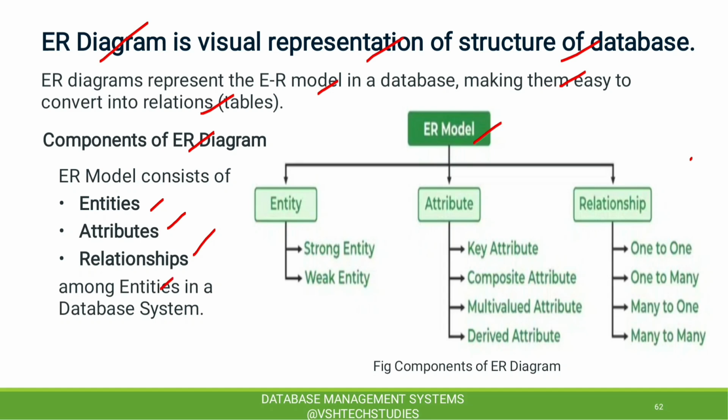So the ER diagram is a visual representation of the ER model that has entities. In that it may have strong entity and weak entity. This ER diagram will also have attributes. In that, different types of attributes will be represented: key attribute, composite, multivalued and derived attribute. And it will show the relationship between one entity and another entity. The relationship between two entities is termed as one to one, one to many, many to one and many to many. So these are the components of an ER diagram.